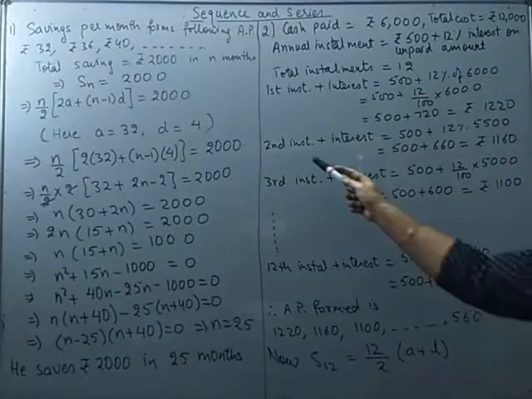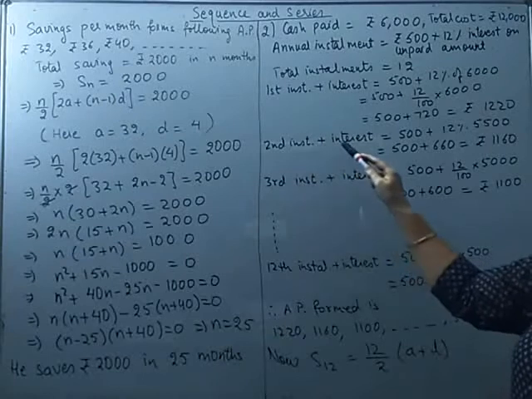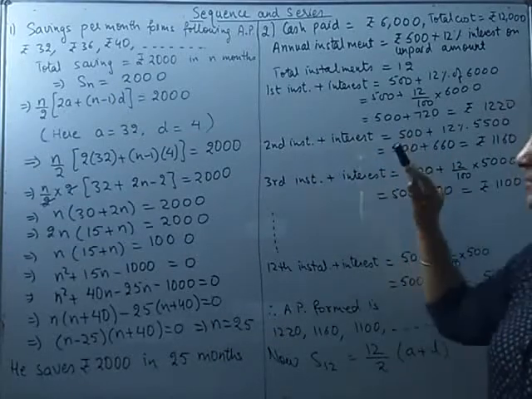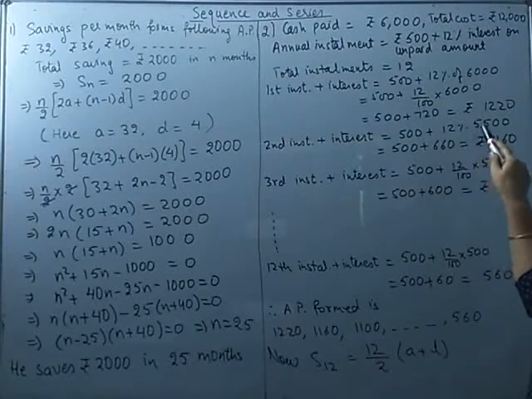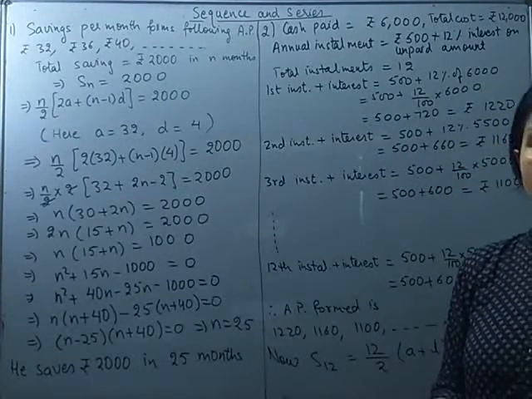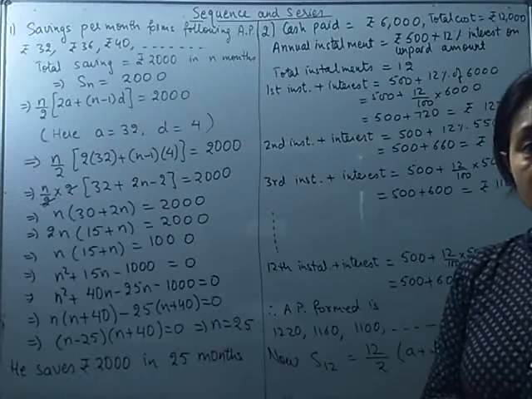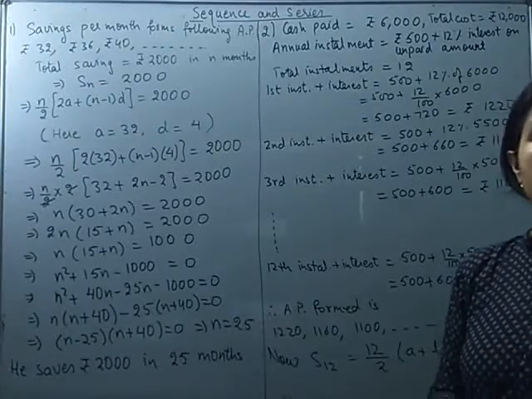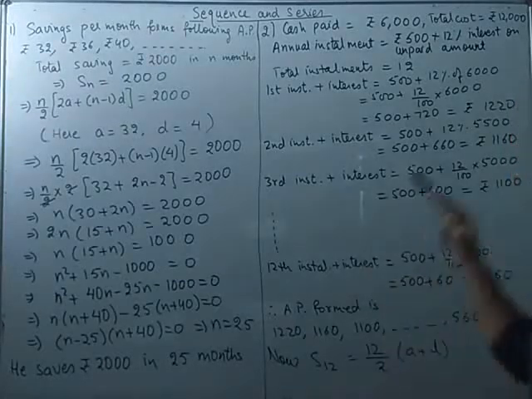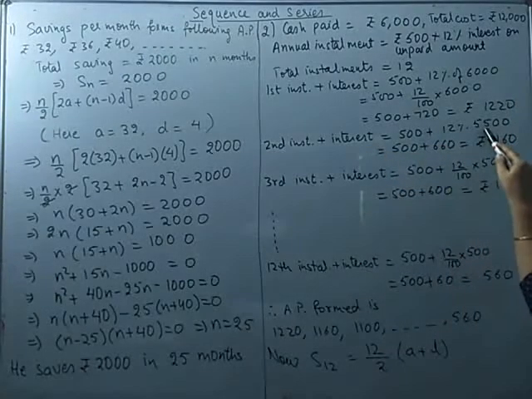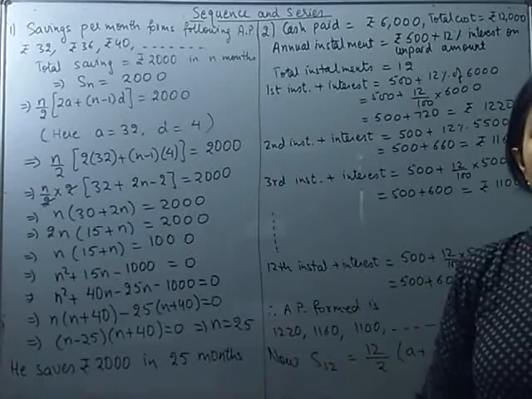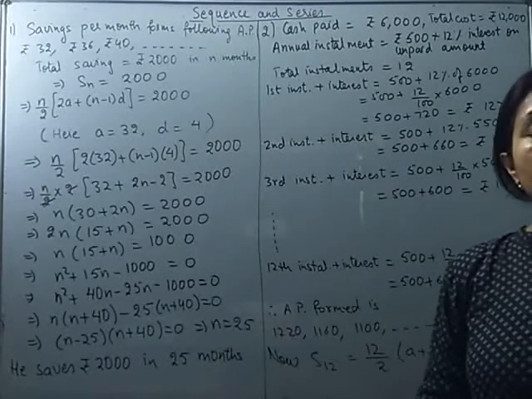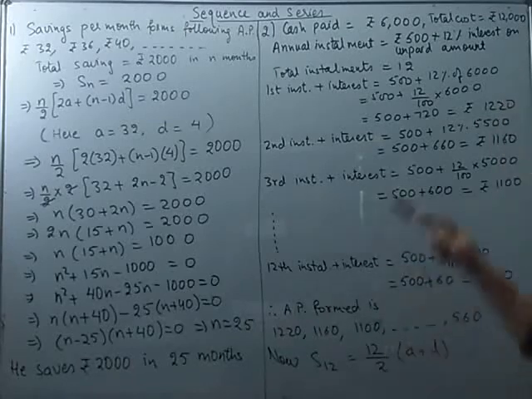Now at the end of the second year, what will be the second installment plus interest? Again, the installment amount is 500 only. Now the interest is 12% of the unpaid amount. So initially he paid 6,000, then after the first installment 500, so 6,500 is already paid. So the unpaid amount for the second installment is 5,500.